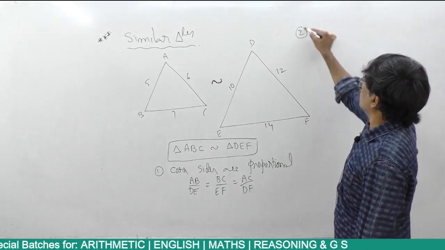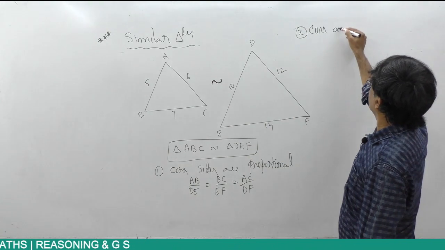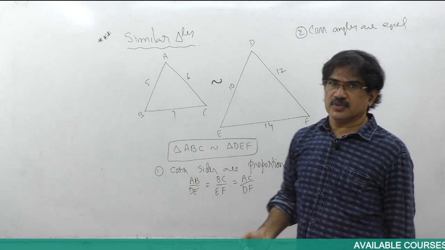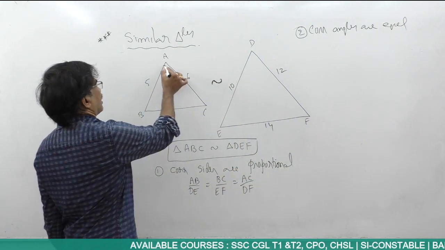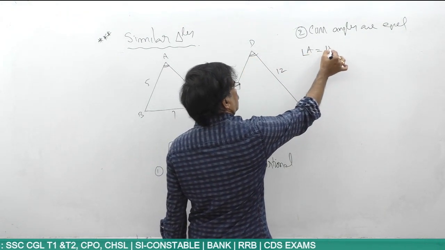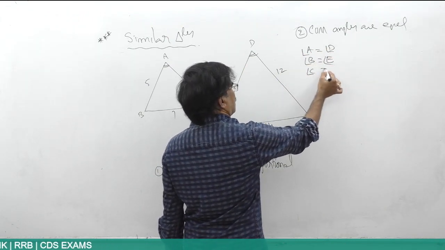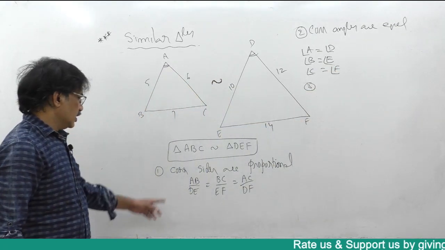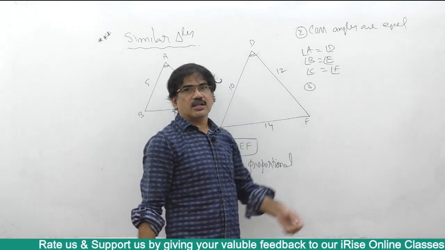What about point 2? Corresponding angles are equal. Sides are proportional but angles are equal. That is, angle A is the same as angle D. Angle B is the same as angle E. Angle C is the same as angle F. Corresponding sides are proportional and corresponding angles are equal.